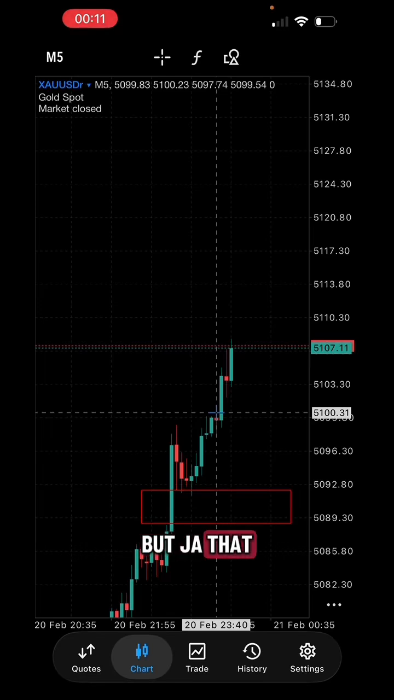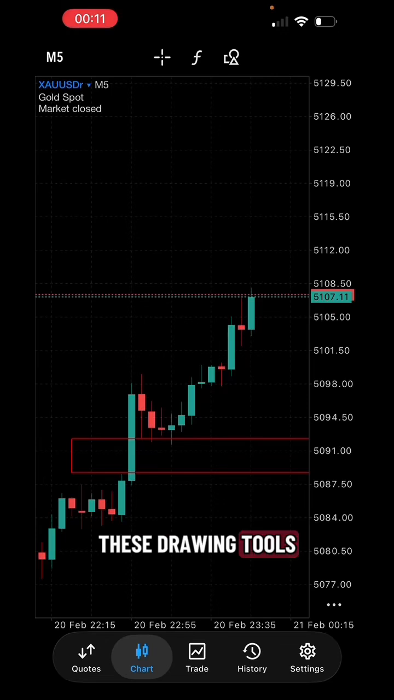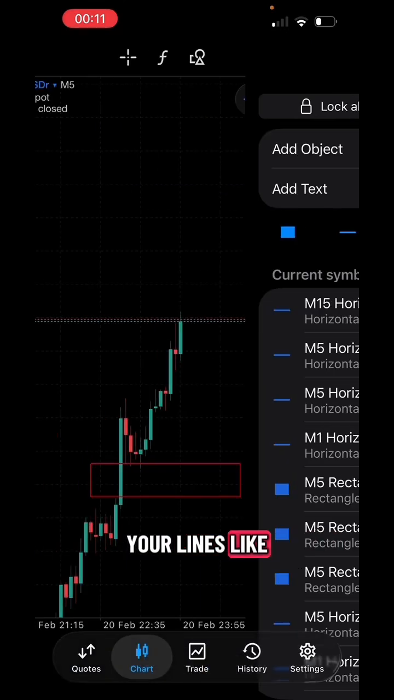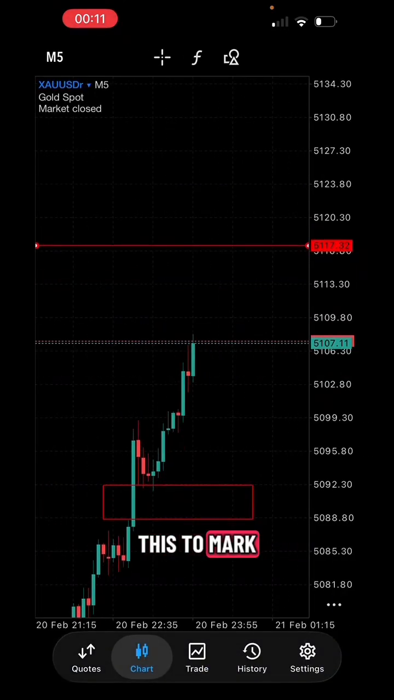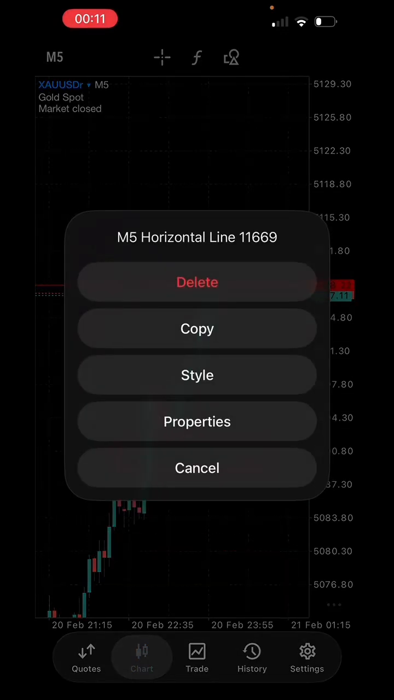But yeah, that is basically how you draw your fair value gap. I'll also show you guys in a future video how to use these drawing tools. Then you guys will be able to draw your fair value gaps, your lines like I have here as well. You can use this to mark out your highs, mark out your lows, things like that.